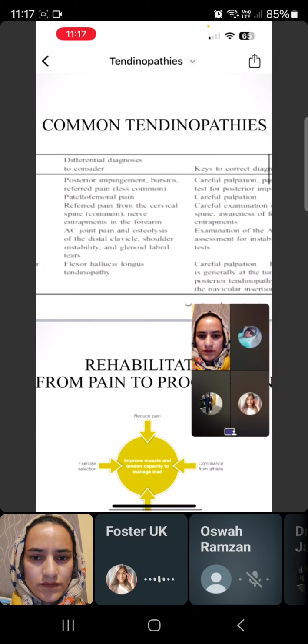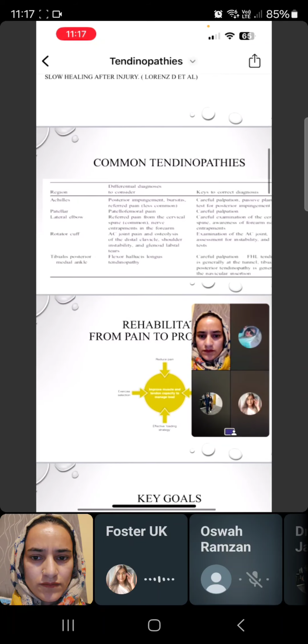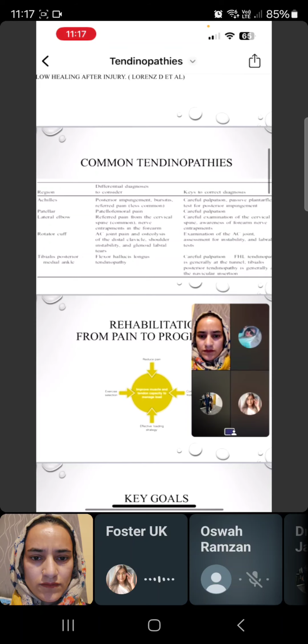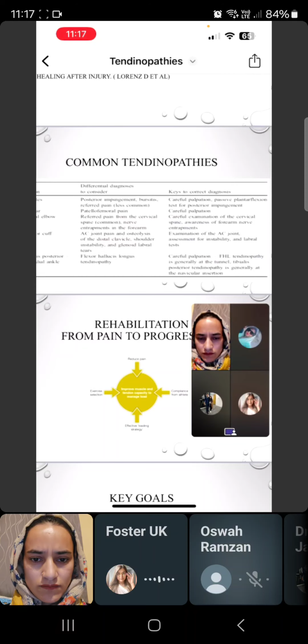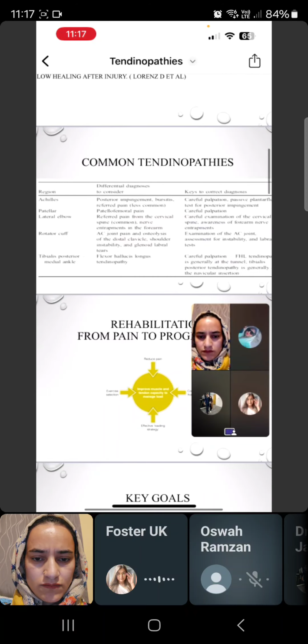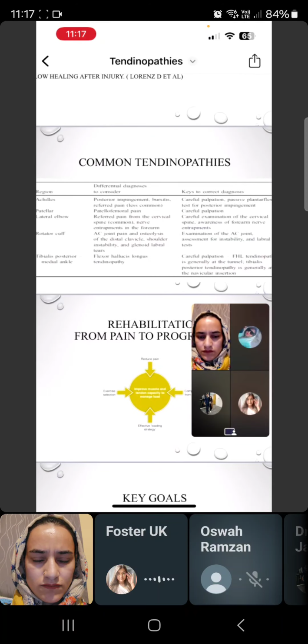So careful palpation, careful examination. Sorry, I'll just zoom it out so we are not confused. Careful palpation, and passive plantar flexion test for posterior impingement. That would be for your Achilles. For patellar, palpation, and you can also stretch the tendon, and that will give you pain. For lateral elbow, careful examination of the cervical spine as well, and awareness of forearm nerve entrapment. Cubital tunnel syndrome, where your ulnar nerve is trapped, is a common cause of pain on the lateral elbow as well.